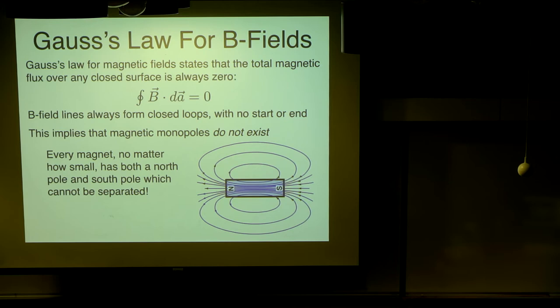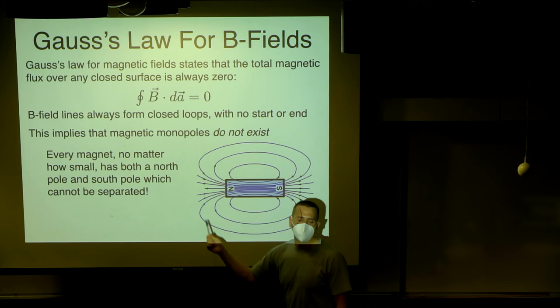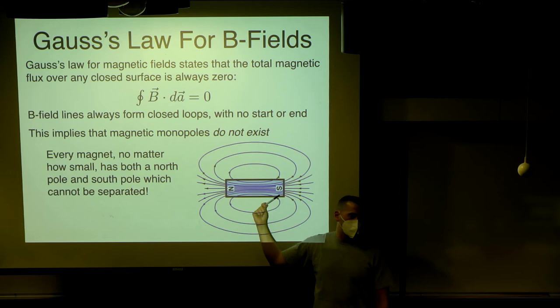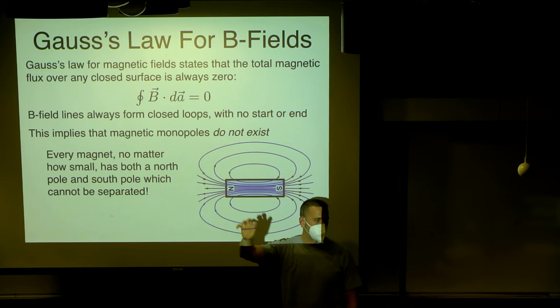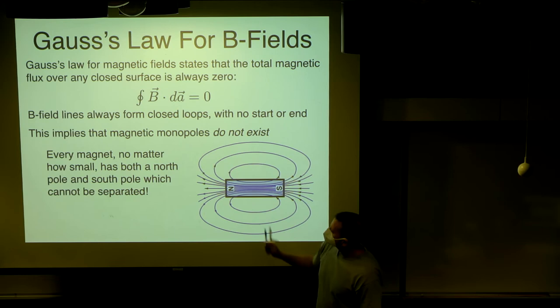So that implies that every magnet, everything that creates a magnetic field, fundamentally is what we call a dipole. It has a north and a south pole. The lines come out of the north pole and loop back around into the south pole. And you cannot separate them as just an isolated north pole and an isolated south pole. That's what we would call a monopole. If you just had an isolated north pole or an isolated south pole, those don't exist. Every magnet has a north and a south pole, and as a result, it has these looping B field lines.